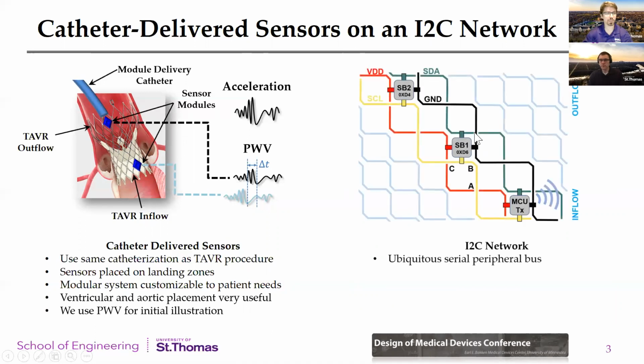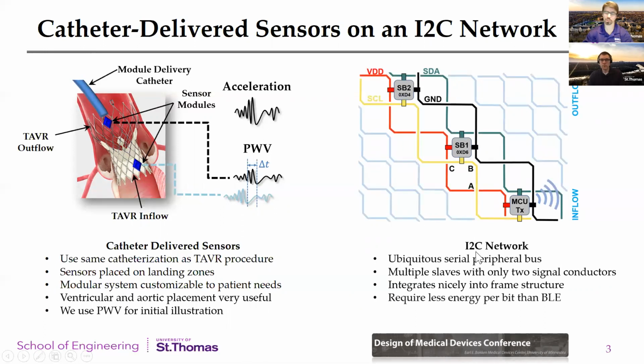The I2C network is very cleanly integrated into the frame, and it's a ubiquitous method for communicating to multiple slaves on a network using only two signal conductors, a data line and a clock line, as shown in the schematic. Additionally, it really does lend itself well to this closed cell structure, provided that you insulate the conductors at the appropriate nodal junctions.